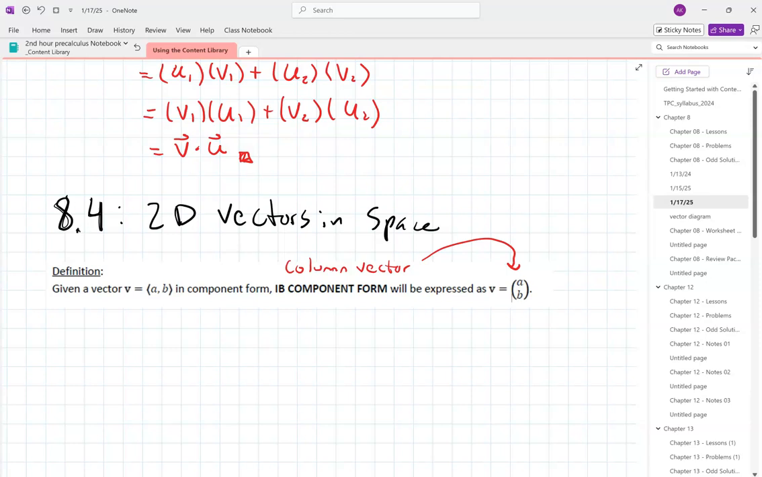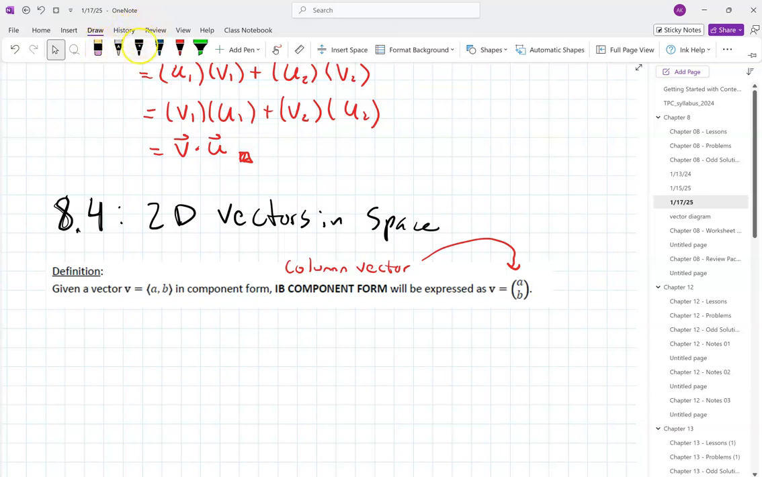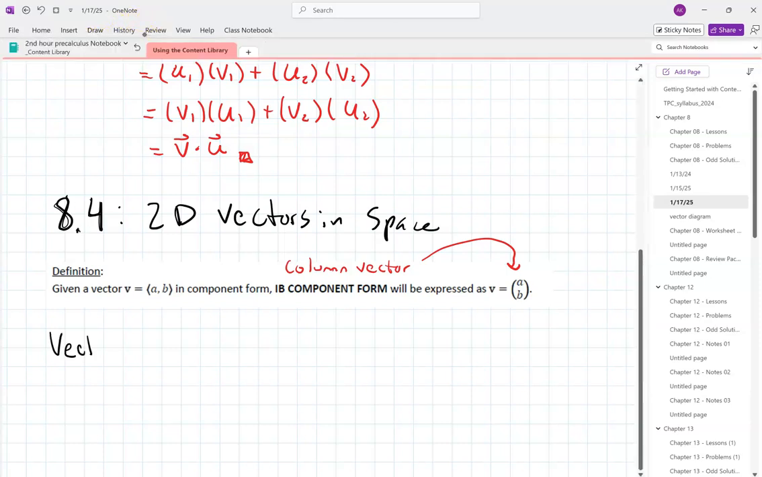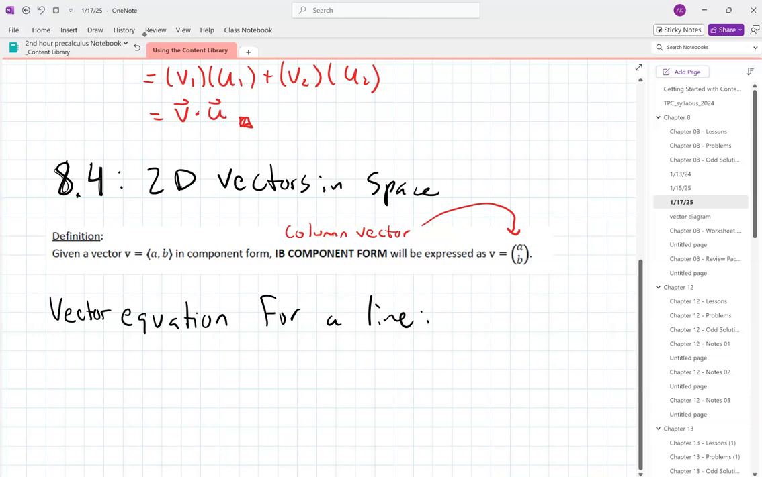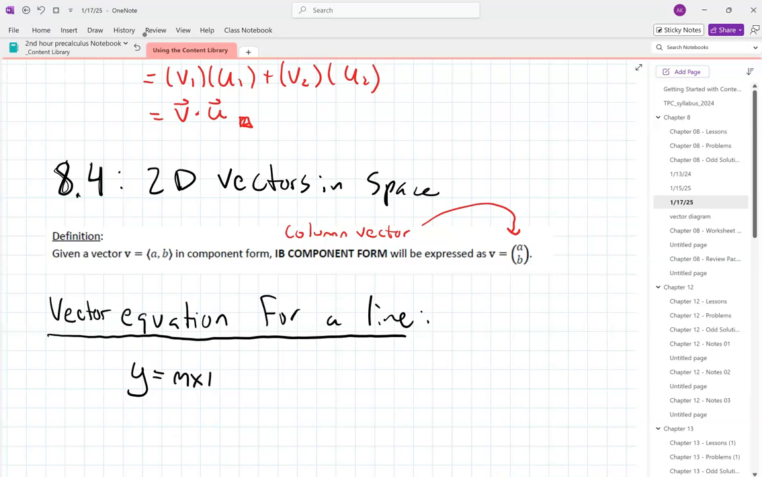So what I want to do is now write a vector equation for a line. So you remember back in Algebra 1 or earlier, you would have written an equation for a line. One way you could do it is like y equals mx plus b, right? Everybody's okay with that? Where the x and y were the coordinates for the point in your line.